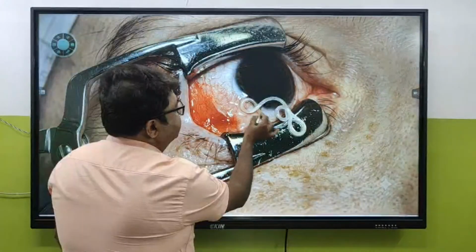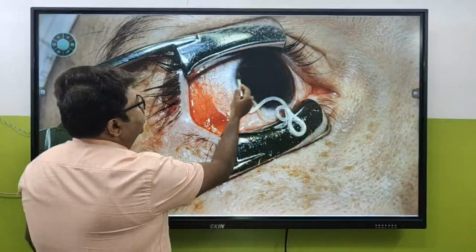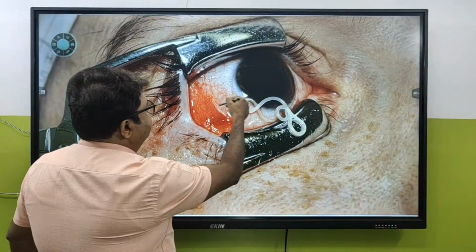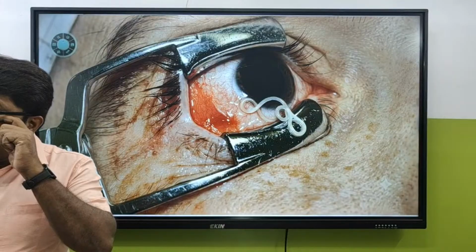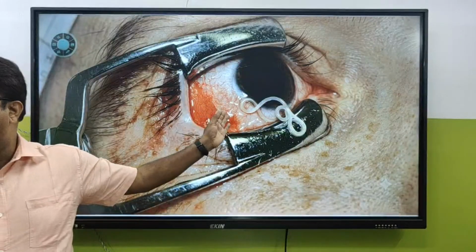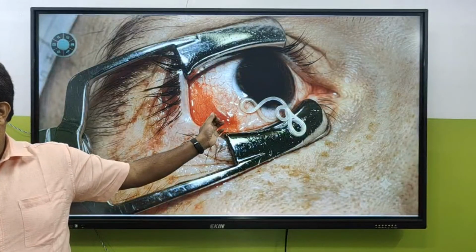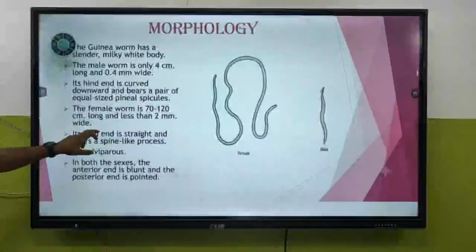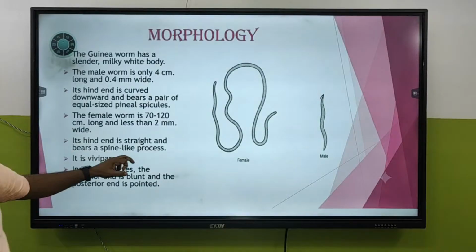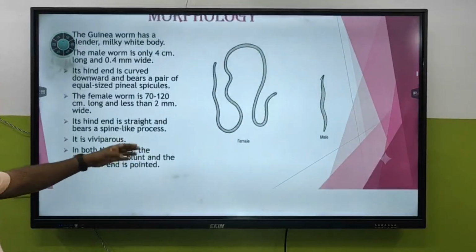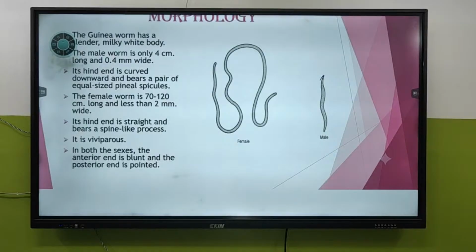It's okay. You can see it moving inside your eyes if the person is affected by that, and this is how they take it out. Here, this Loa loa, the eye worm. I think you can remember it. And this is guinea worm. Fine.